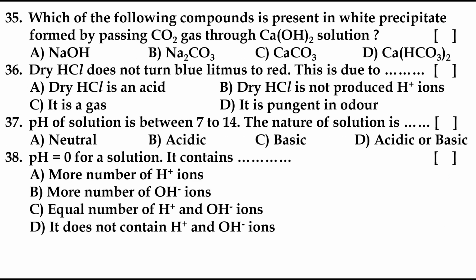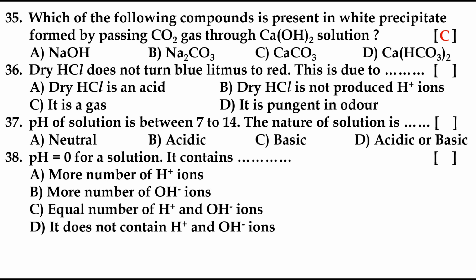35. Which of the following compounds is present in white precipitate formed by passing CO2 gas through Ca(OH)2 solution? A. NaOH, B. Na2CO3, C. CaCO3, D. Ca(HCO3)2. Answer is option C. CaCO3 calcium carbonate.